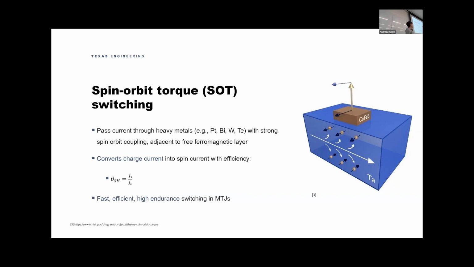And we can quantify this efficiency using the spin Hall angle, which is just the ratio of spin current to charge current. And overall, this is a fast, efficient, and high endurance way of switching MTJs. Oh, and the common heavy metals currently used in MTJs are platinum, tungsten, and tantalum. So the kind of spin Hall angles that we can see in those devices, for example, with beta phase tungsten is around -0.3, and in platinum it's around 0.1.